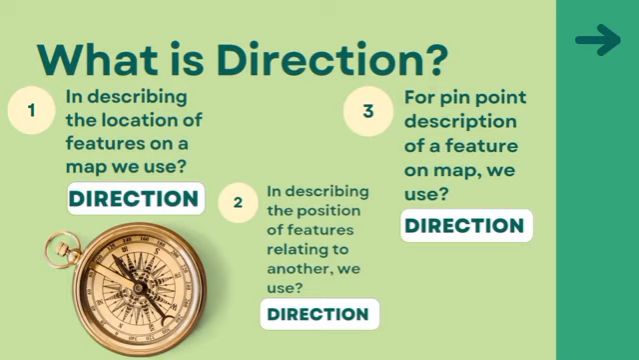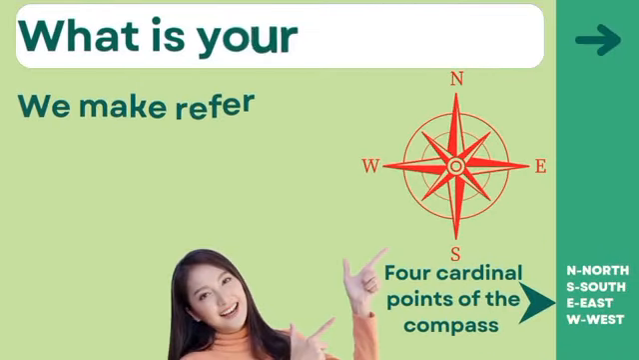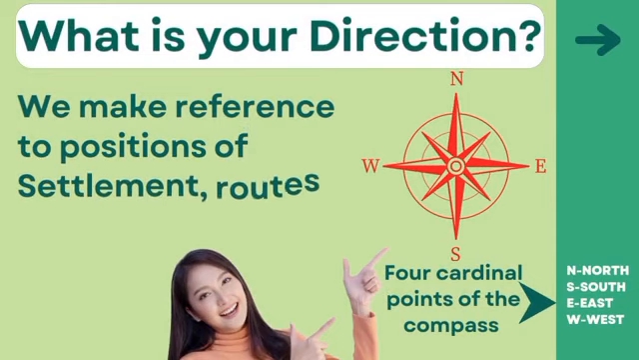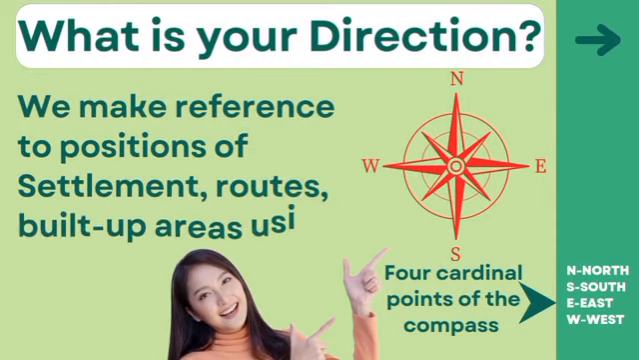It also helps us to make a pinpoint reference of a location on our map, and with this we are able to get direction. Why? Because we make use of an instrument called the compass. When making reference to positions on a map, we use the compass, and on the compass we have the 4 cardinal points. If we look at our compass, we have the north, the south, the east, and the west, which are represented by N, S, E, W.